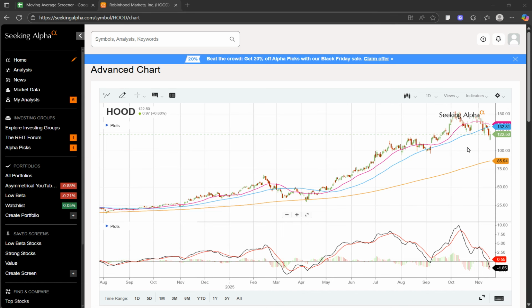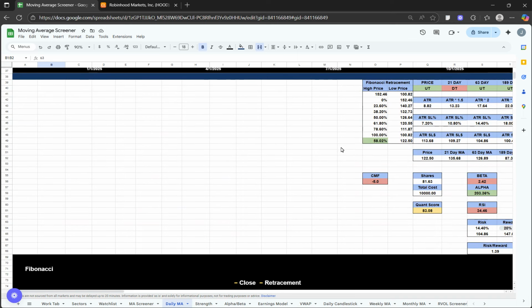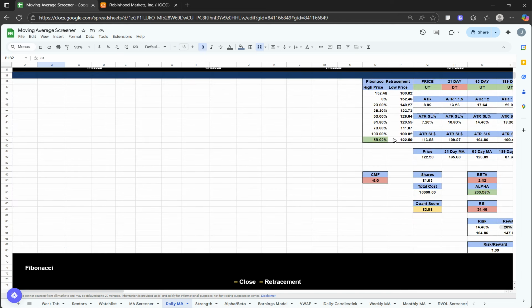Okay, our next one is going to be Robinhood, and we can see this is in the right uptrend. We are pulling back. Our 20 is pulling back to our 50. Our MACD is broken down below the signal line. Our Fibonacci is at 58% on the 63-day time frame. It was 59% on 11/13. We have not seen a percentage that high yet since 10/17. So this is in the golden zone.